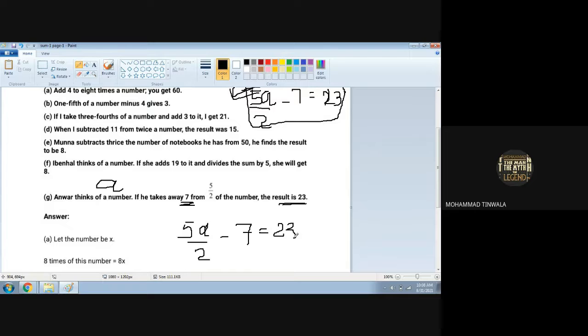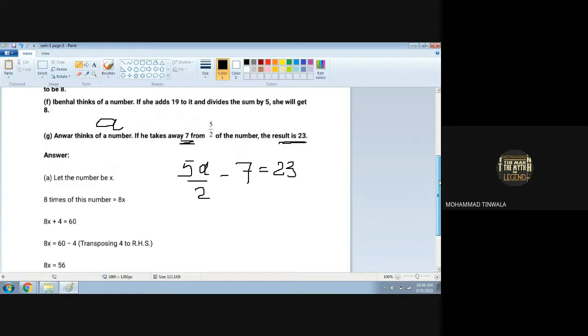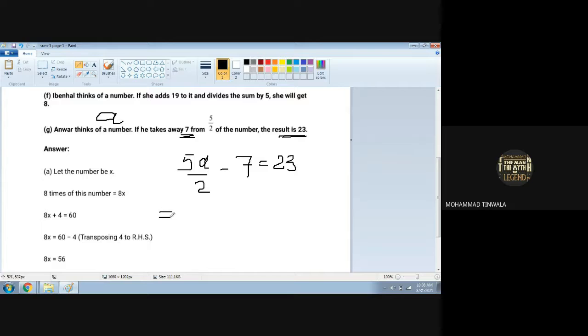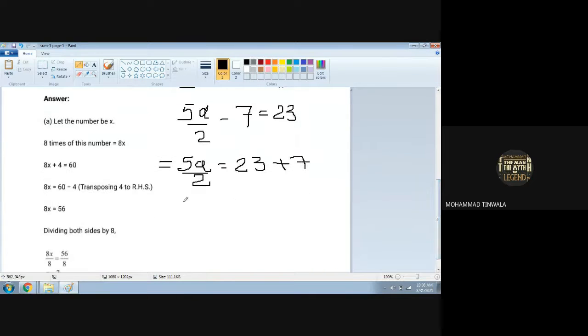So how to solve this? By the transposing method. We have to find 5A upon 2, as it is, equal to 23 as it is. This minus 7 shifted towards the right side will convert to plus 7. Any doubt here, girls? So 5A upon 2 is equal to 23 plus 7, which is 30.